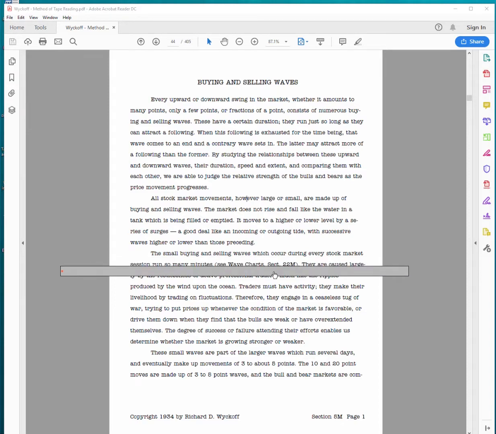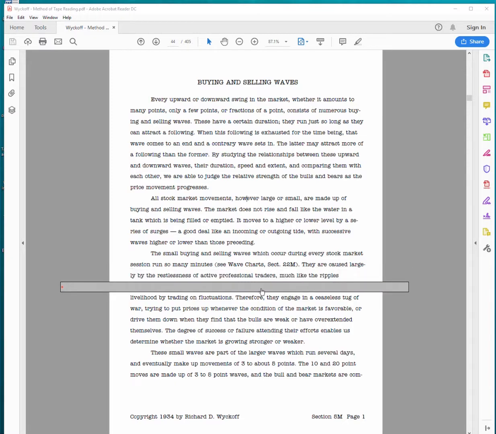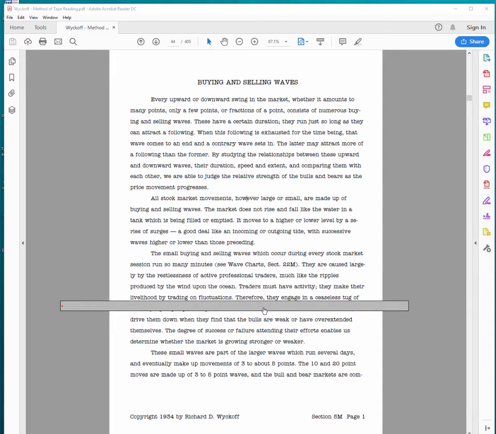The small buying and selling waves which occur during every session run so many minutes, being the key word, that they can attract the following, and he talks about that later. They are caused largely by restlessness of active professional traders, much like the ripples in the wind upon an ocean. So he's saying that you have all of this back and forth, back and forth. It's never static. It's always buying and selling, and that's what's always going on.